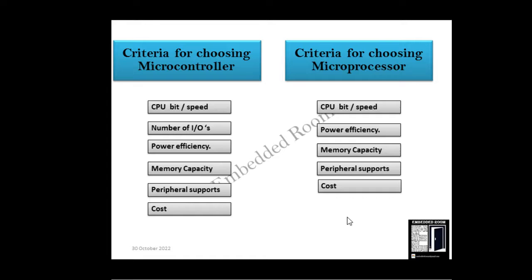Next, peripheral support. In both cases, we need to check what peripherals we need to configure, and whether it is possible. And also cost. In both cases, if the bit width is increased, cost also increases.